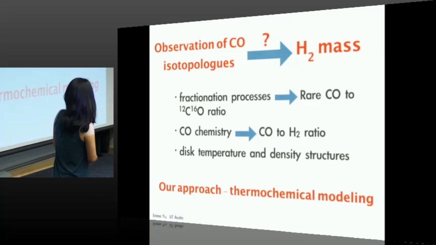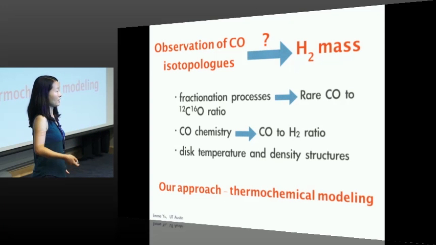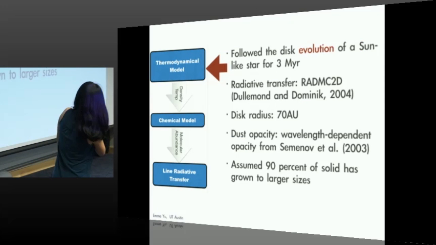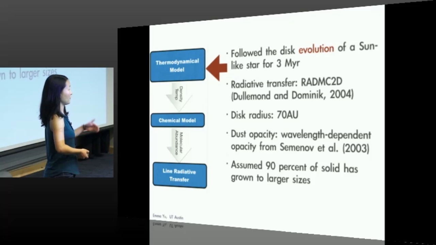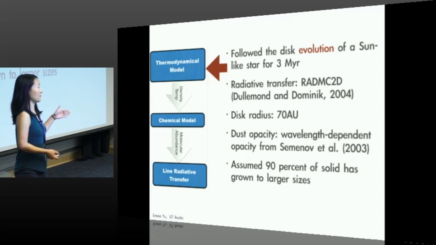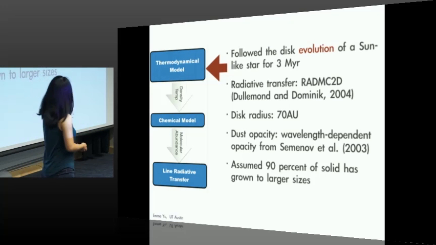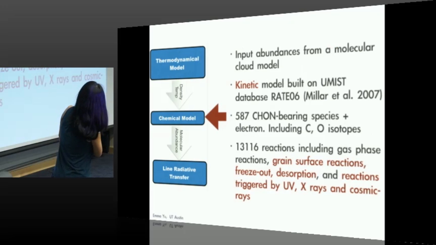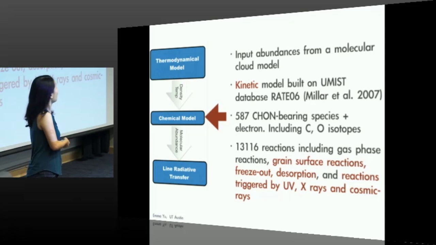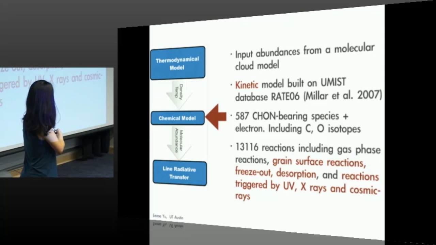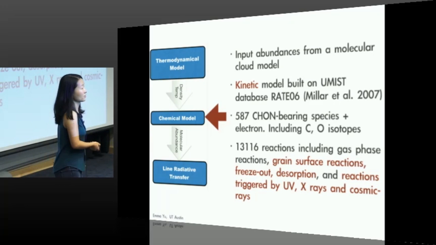So our approach is to model the thermal chemistry of evolving protoplanetary disks. So we first look at the thermodynamical structure. We follow the evolution of a T Tauri disk for 3 million years. That's roughly the lifetime of a protoplanetary disk around a solar type star. And then we look at the kinetic chemistry model. The model was built upon the UMIST database. We have more than 1,300 reactions, including gas phase reactions, grain surface reactions, and different photochemical reactions to account for fractionation processes.